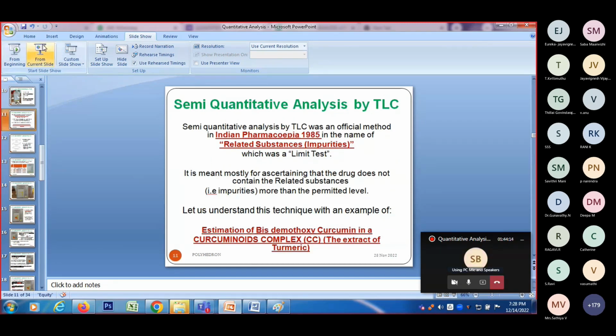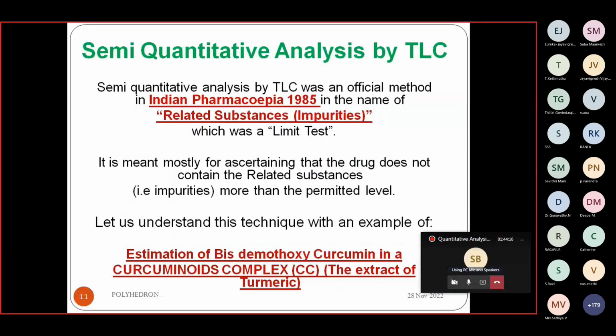Yes. Now, as I told you earlier, we are going to explain three segments. First, I'm going to explain the analytical procedure, which is semi-quantitative analysis by TLC. The next portion will be a demonstration of quantitative analysis by TLC. And the third one is a comparison of HPLC results with the TLC results.